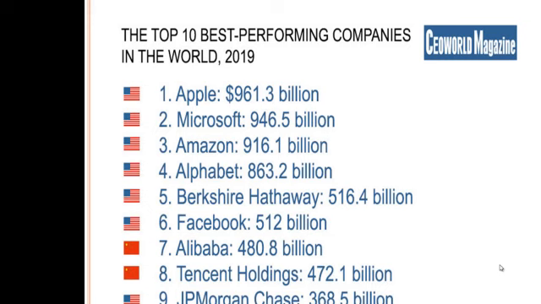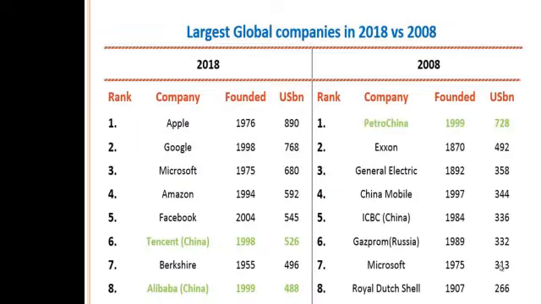Berkshire Hathaway, that's Warren Buffett's company. JP Morgan Chase, what a bank that is. It's a very prestigious and elite bank. Johnson & Johnson, I'm sure all of you know about the products that it delivers. Let's look at a list. Let's compare the last 10 years, 2008 versus 2018.